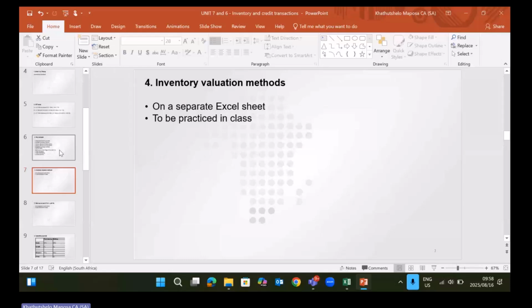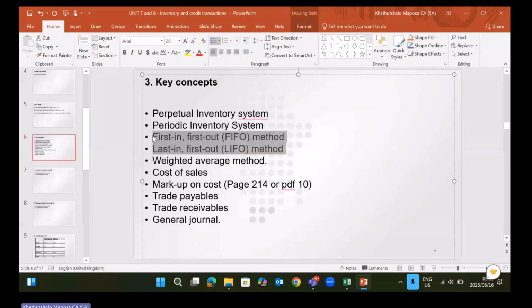The first in, first out, last in, first out, and the weighted average method are the methods mainly used in practice. Most of the time it is the first in, first out method and the weighted average method. The last in, first out is barely used in academia or for academic purposes. You will barely find the last in, first out inventory valuation method being used in that regard.